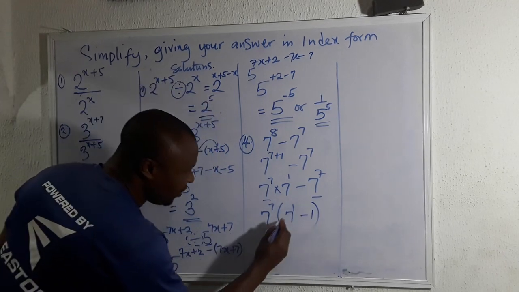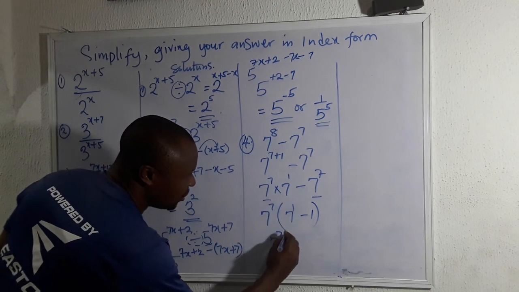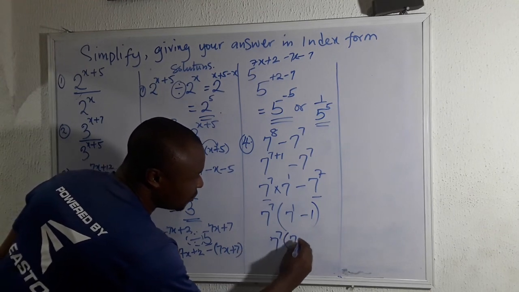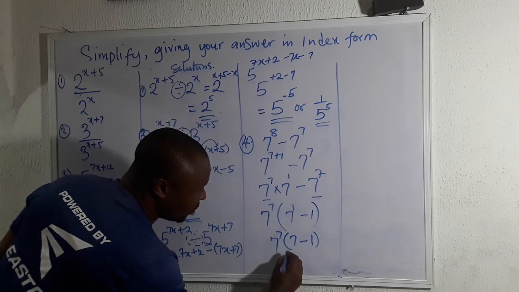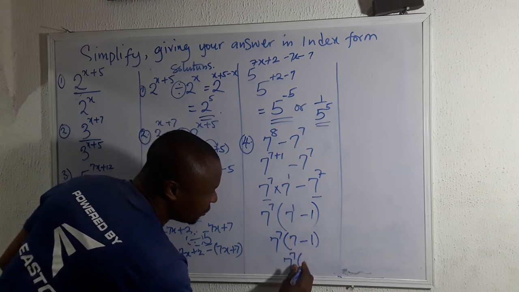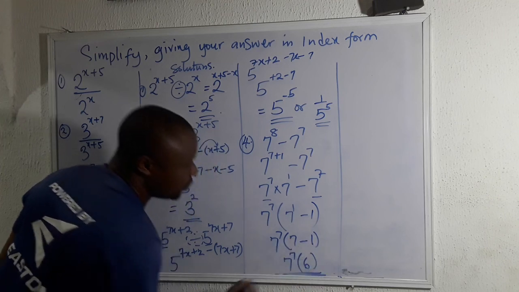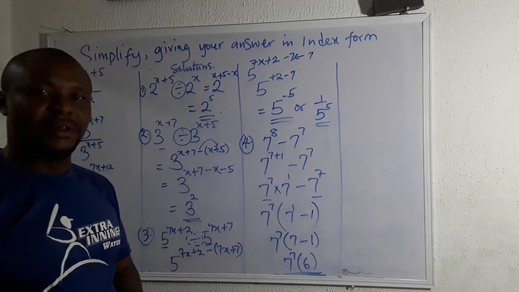So 7 raised to power 1 is the same as 7. So this is 7 raised to power 7 into 7 minus 1. And that will be 7 raised to power 7 into, 7 minus 1 is what? 6. So that is where we'll stop, because now we can see that the two bases are not the same.